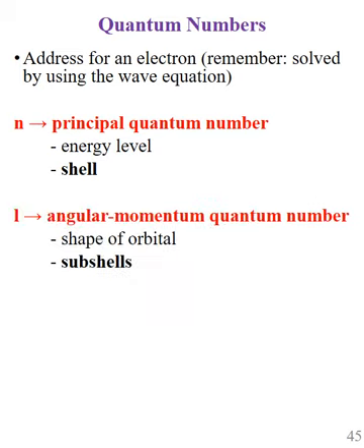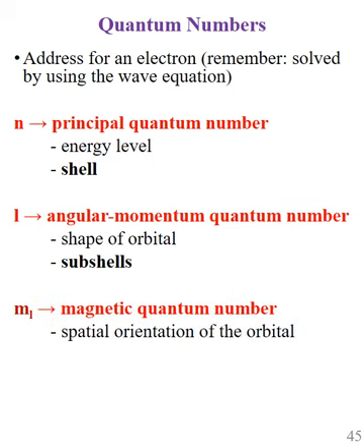The second quantum number is L. L is the angular momentum quantum number, and it gives us the shape of the orbital. So if it's a circle, or a balloon-shaped dumbbell. The shape of the orbital, and we call these subshells. M sub L gives the magnetic quantum number, and it's the spatial orientation of the orbital. So that tells us if it's going to be up and down, left to right, things like that.